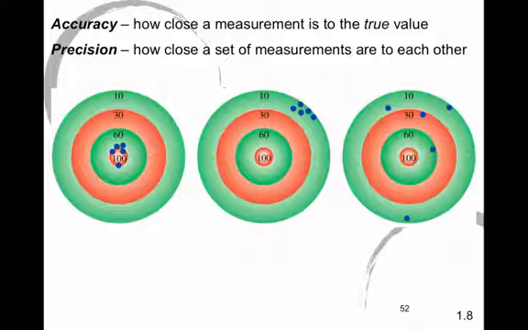But accuracy, so our density of the lead was 11.3, and most people were pretty accurate. There were a few that were not accurate.